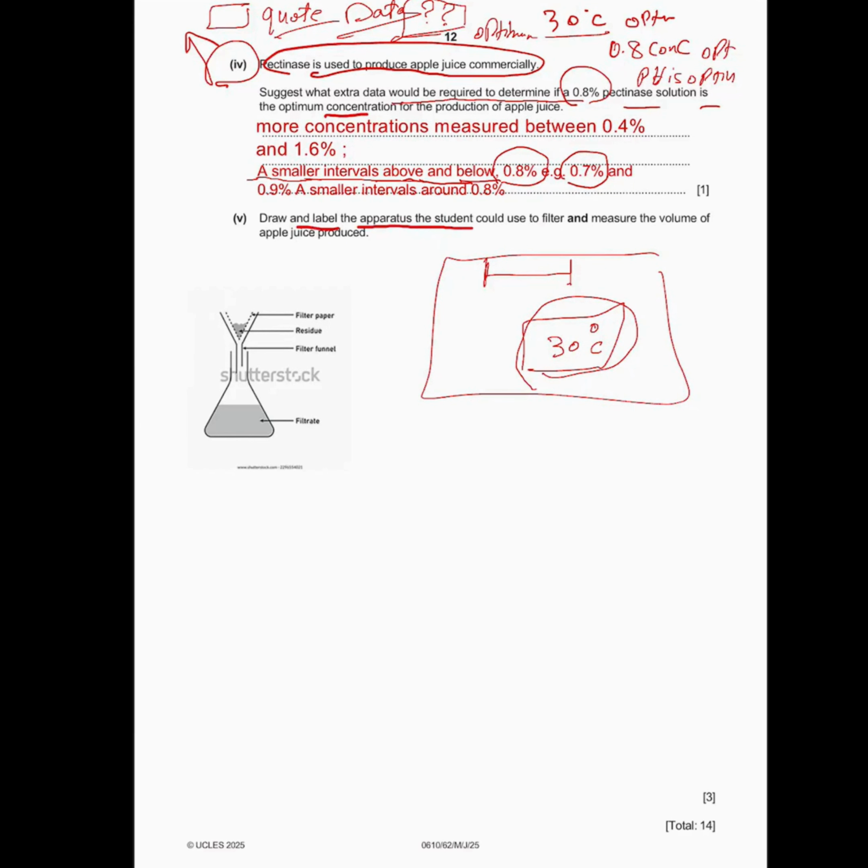Draw and label the apparatus the student could use to filter and measure the volume of apple juice. Very easy. You do this. What is this called in chemistry? You all know. Who can remind me? What is this called? Very easy. Yes, it's a flask.